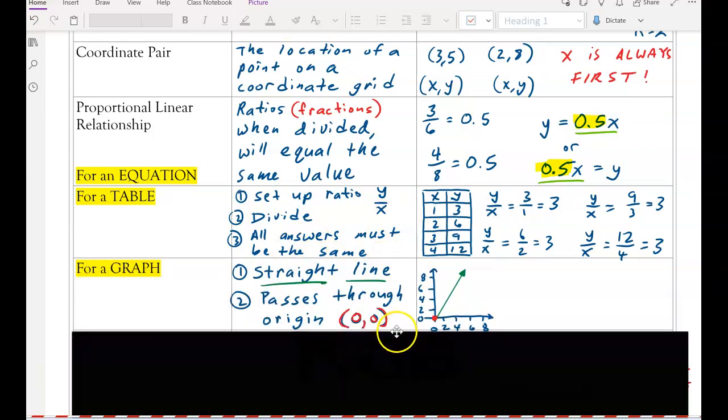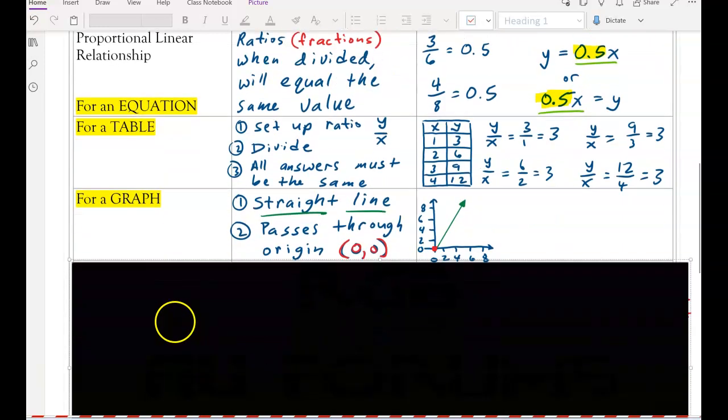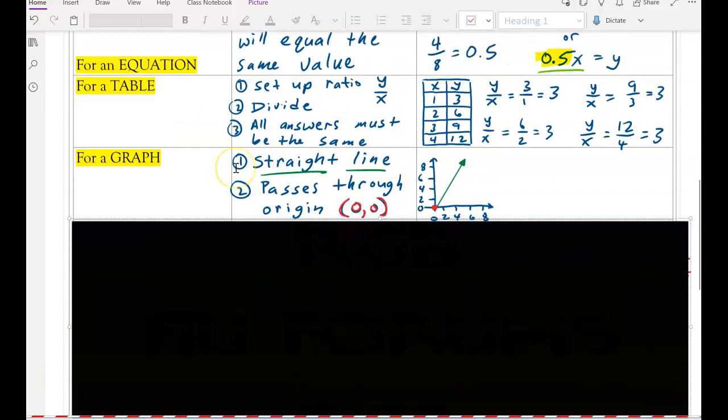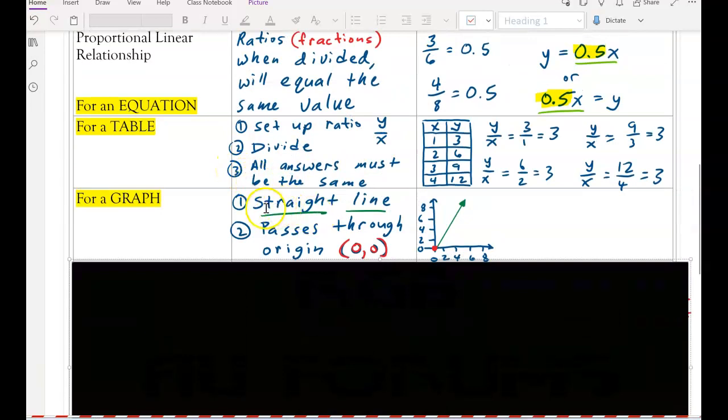If you're looking at a graph, here's how we tell if you have a proportional linear relationship when you're looking at a line on a graph. First of all, in order for it to be a proportional linear relationship, it has to be a straight line. Here's a straight line, and that line has to pass through the origin at 0, 0. If it passes through that point and it's a straight line, you know there is a proportional linear relationship between your x and your y.